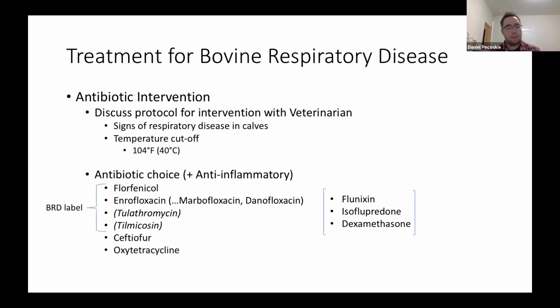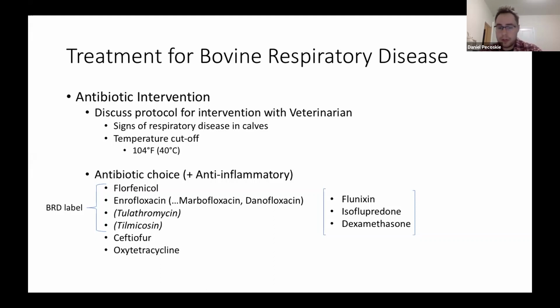And again, bringing up the fever aspect, oftentimes in addition to the antibiotic, we'll use an anti-inflammatory. Some guys will use meloxicam for that long-acting approach, and they might have it on hand already if they're using it for castration and dehorning. Flunixin is a common anti-inflammatory as well, known for bringing fever down and improving appetites.